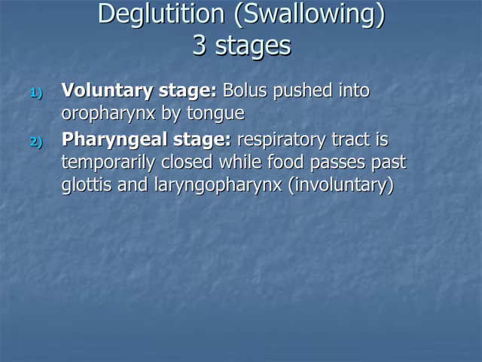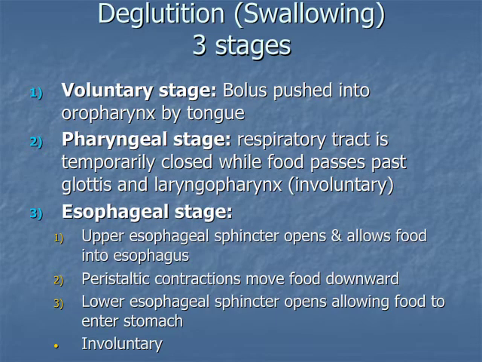The next phase is the pharyngeal phase. This is when the respiratory tract is temporarily closed as the epiglottis covers over the glottis. And the epiglottis helps to divert the food away from the trachea into the esophagus. So the pharyngeal phase is involuntary. And finally, after the pharyngeal phase, we will now enter the esophageal phase.